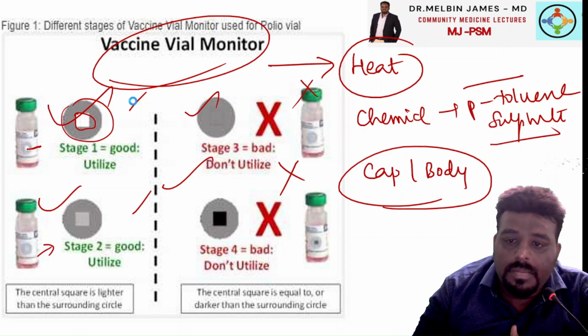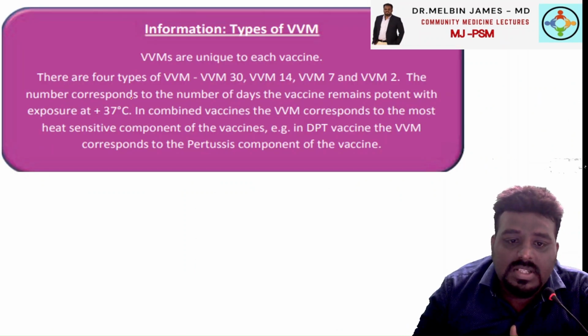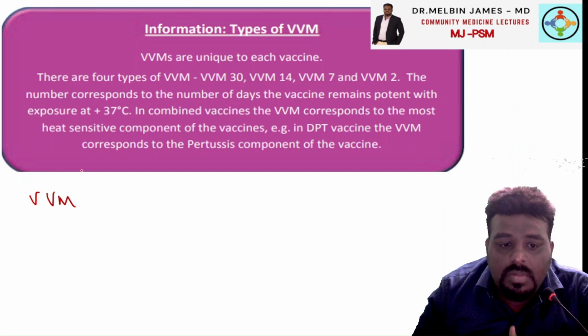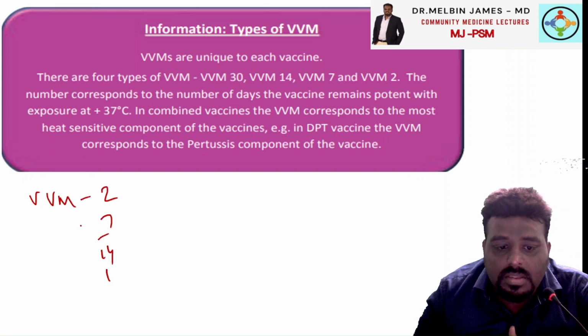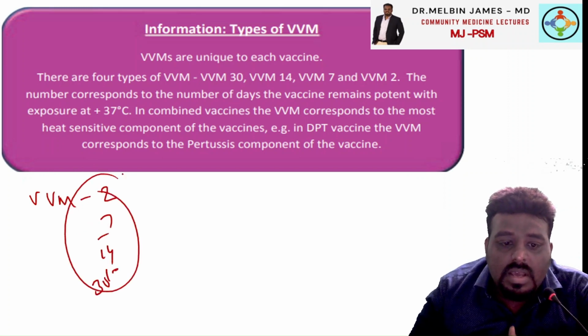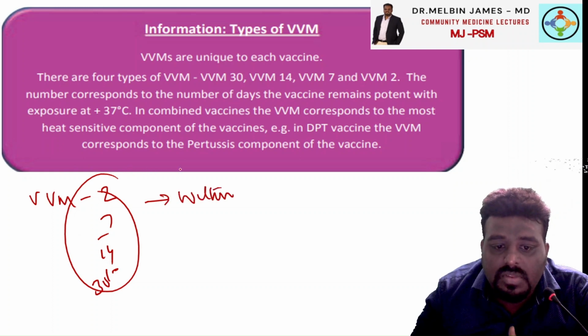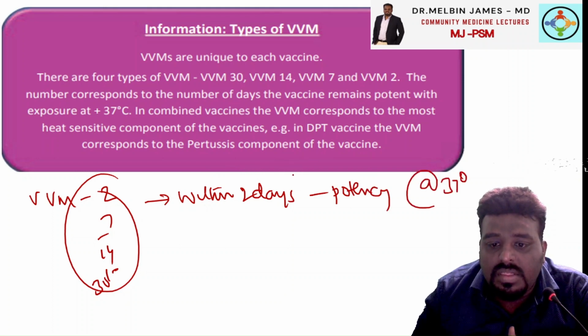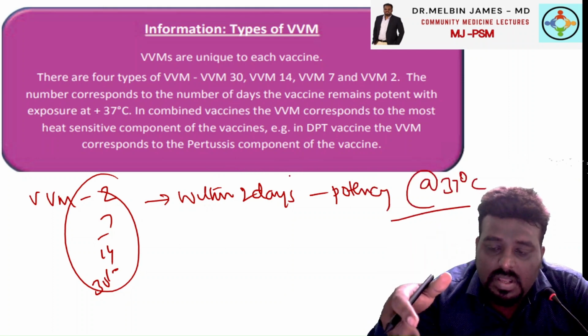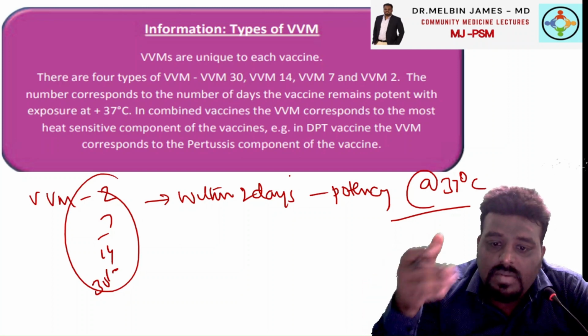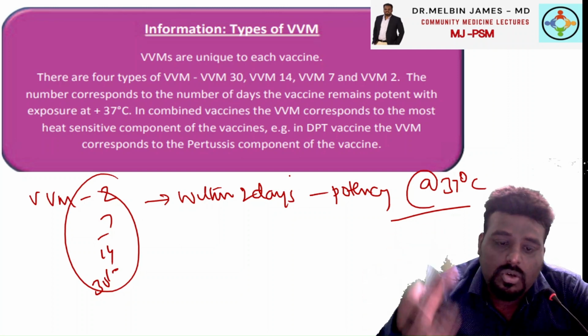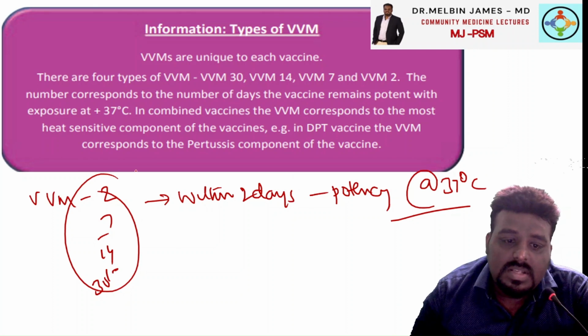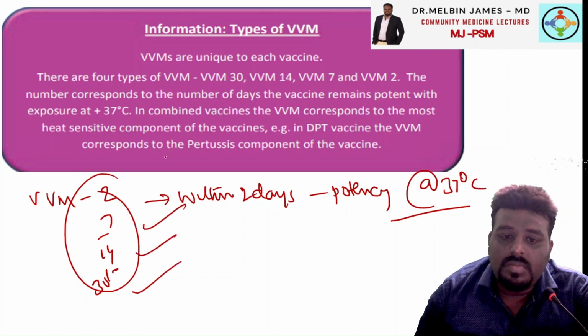There are types of VVM: VVM 2, 7, 14, and 30. What I mean is, for example, with VVM 2, within 2 days the vaccine loses its potency when exposed to 37 degrees centigrade, which is nearly room temperature. When the vaccine is exposed to 37 degrees, within 2 days it loses potency. Similarly, 7 days, 14 days, and 30 days.